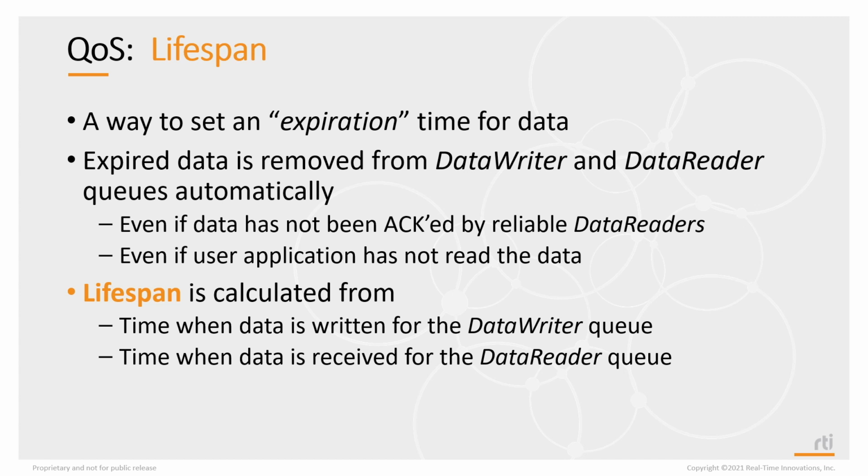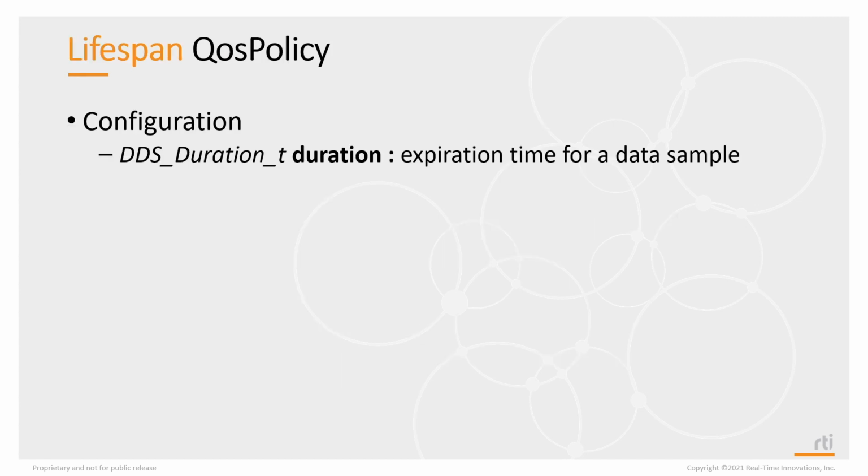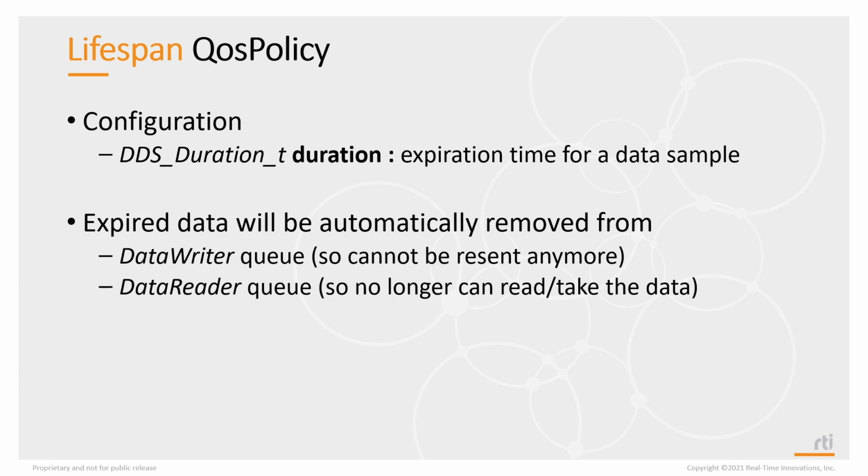So lifespan is calculated based on the time when data was written, for data that's in the data writer queue, or from the time that the data is received, for data that's in the data reader queue. So the lifespan QoS policy is configured with a duration, and this duration basically sets the expiration time for a data sample. And expired data will be removed automatically.